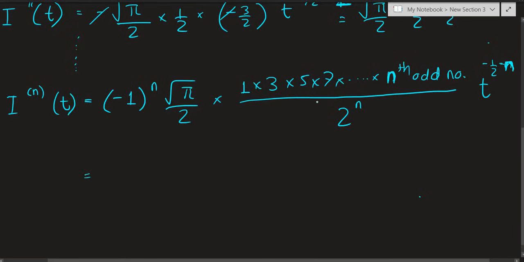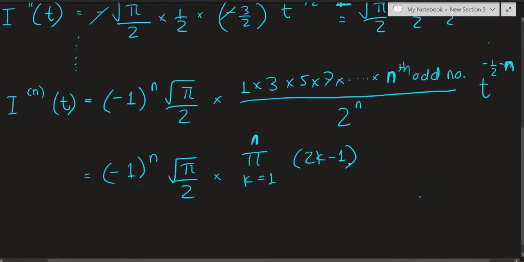So now let's represent this in a better way. So I to the nth power of t equals negative 1 to the nth power times square root of pi by 2 times the product from k equals 1 to n of 2k minus 1, divided by 2 to the nth power, times t to the negative half minus n.